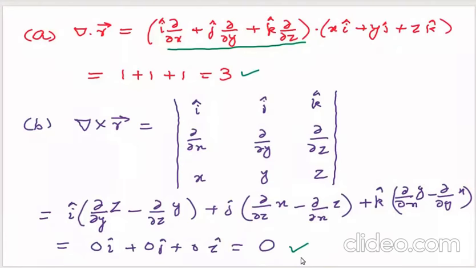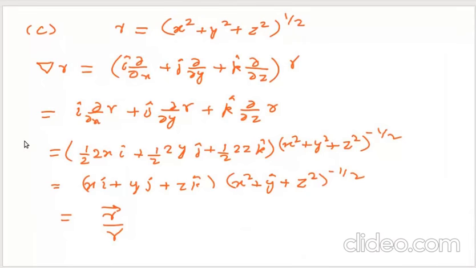Now the third question, you have to take the gradient of R, where R is the magnitude of R vector, and magnitude of R is written as the square root of x square plus y square plus z square. If you take the gradient of R, it will be del R by del x i cap plus del R by del y j cap plus del R by del z k cap. And now you can differentiate R with respect to x, y, and z respectively.